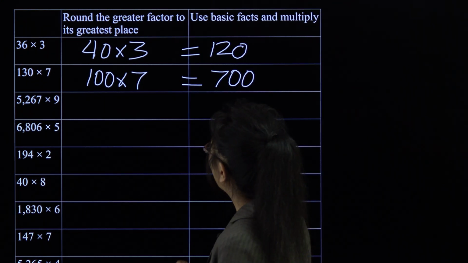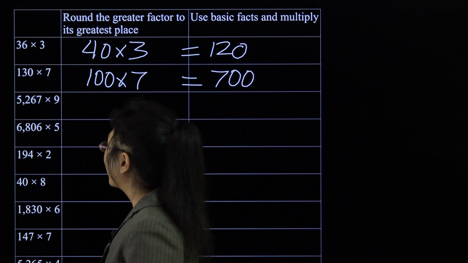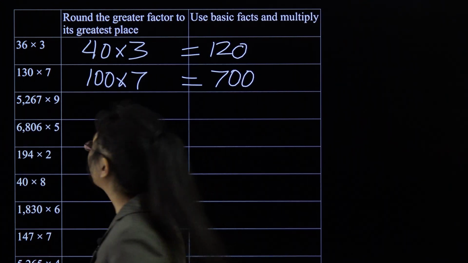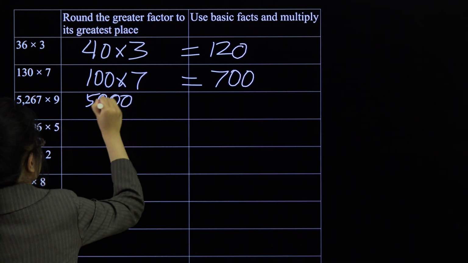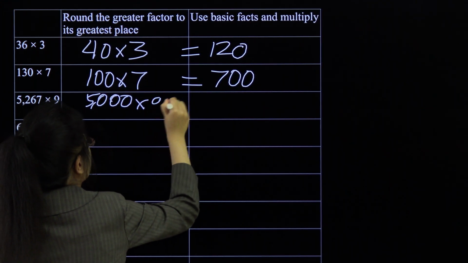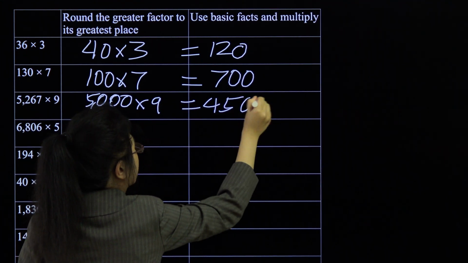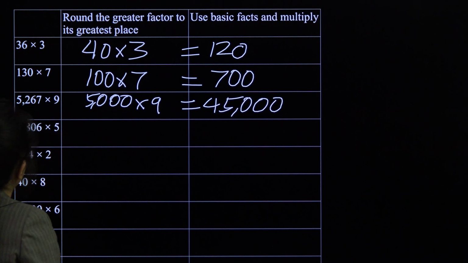5,267, you round the greater factor to its greatest place. So the greatest place is the thousands place. You look at the hundreds place and you get 2. 2 is smaller than 5. You round down, and that's 5,000 times 9. 5 times 9 is 45. And then you add on the 3 zeros, and you get 45,000.